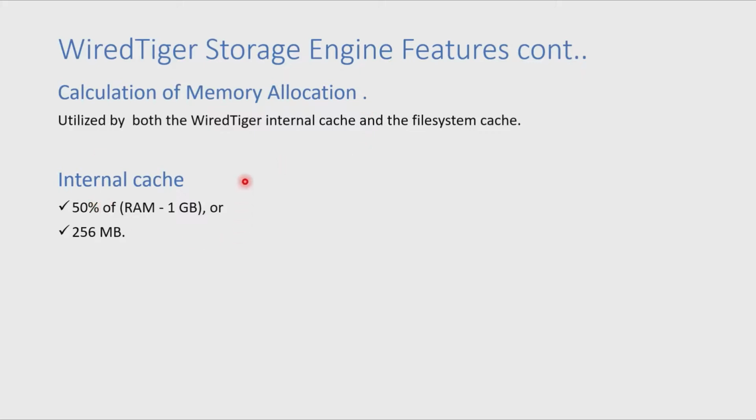So how do we use that internal cache, or how much memory do we have to allocate to the system? Let's say there is 8 GB of RAM allocated to the system, then the internal cache is going to use 50% minus 1. That means 10 divided by 2 is 5, 5 minus 1 is 4. That means 4 GB will be available. Or if it is not following that, if it is lesser than that, then 256 MB will be used. Let's say 1 GB of RAM is available.